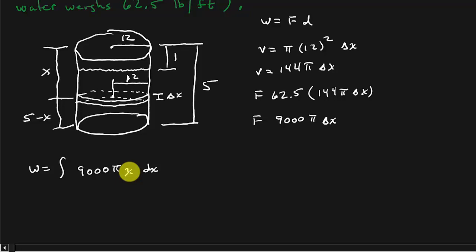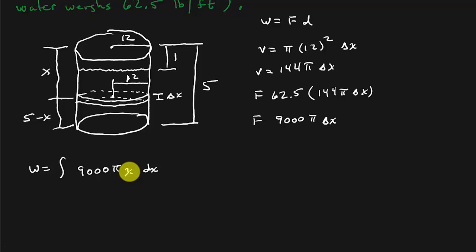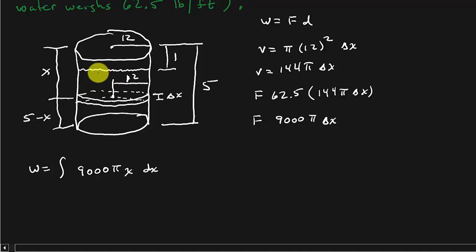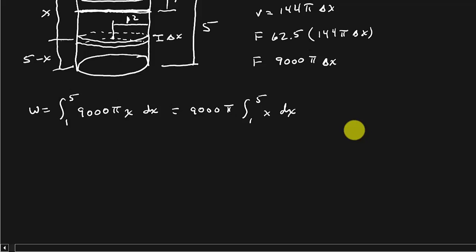All right. And now we need to get our limits. So remember, just like before, we take the very top slice. How far does that have to go up to get over the top? 1 foot. And then that slice on the very bottom, how far do we have to lift that up to go over the top? 5 feet. And so this is going to be 9,000 pi, integral from 1 to 5 of x dx.